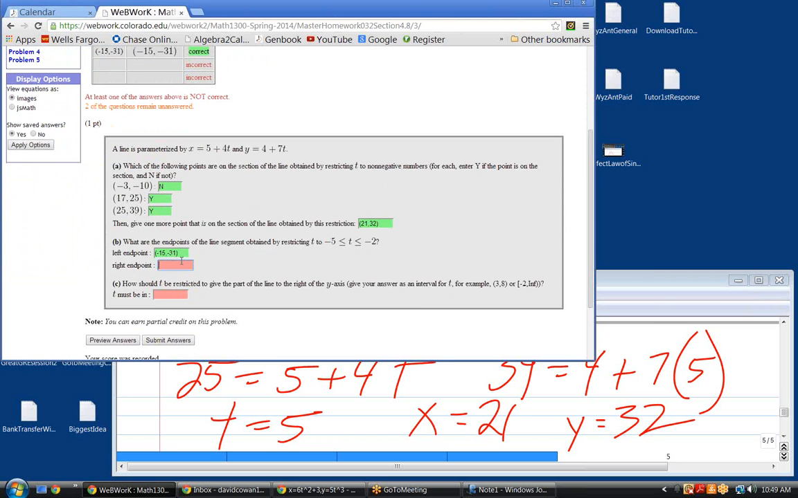Okay. In the right endpoint, we just need to plug in -2 for t. So that becomes -3 and -10. -4, -10. That was that point up here that they wanted to know was on that curve. It was on the curve, but not when t was restricted to positive numbers.